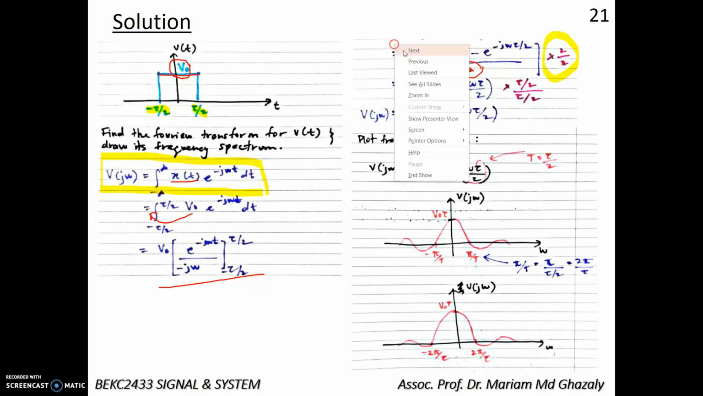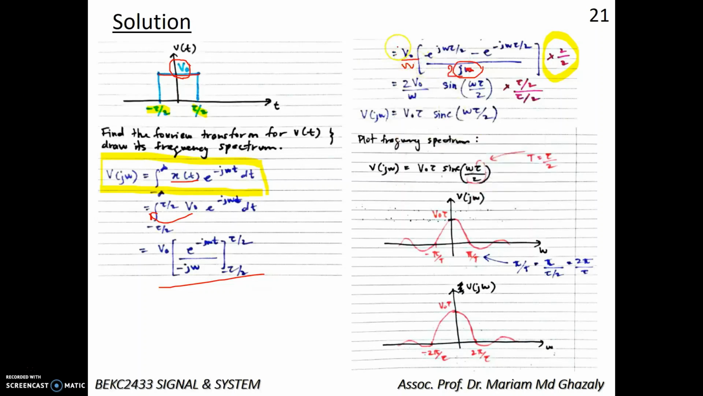Sorry, you have 2 over here, right? Okay, so you will have the equation 2 v naught over omega sine omega tau over 2.